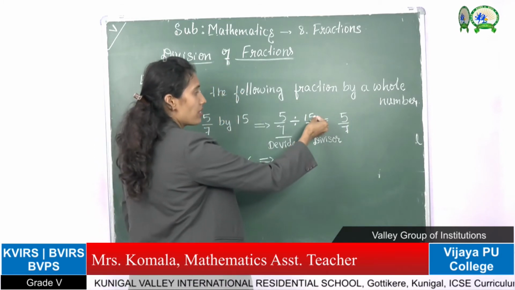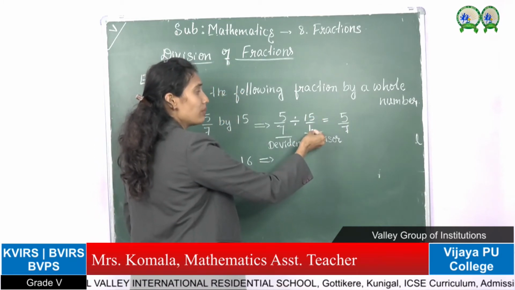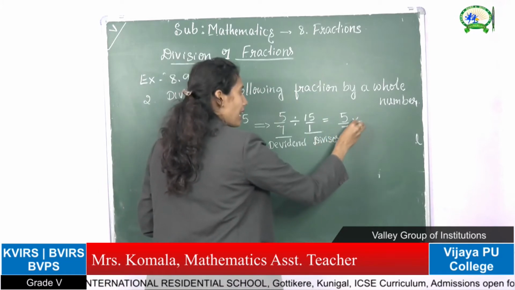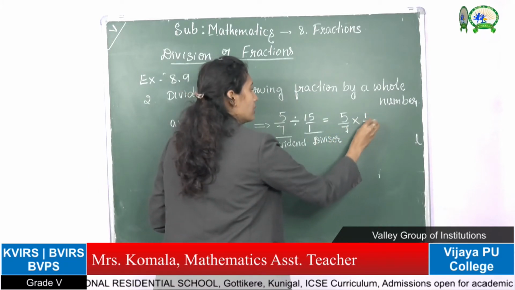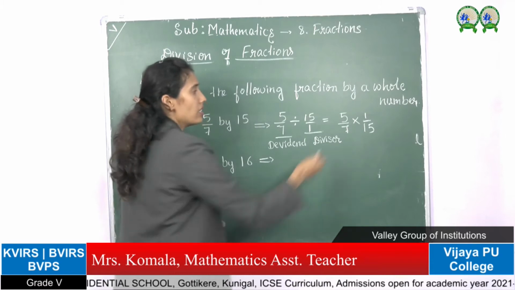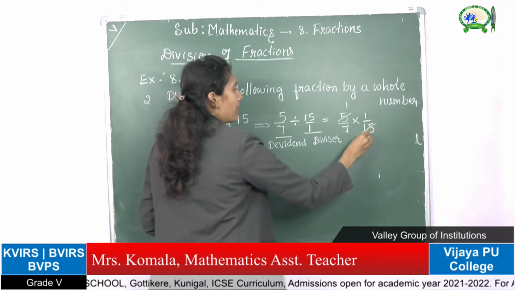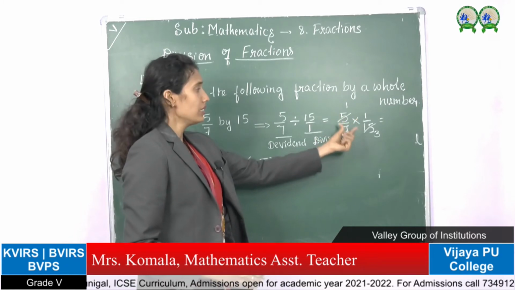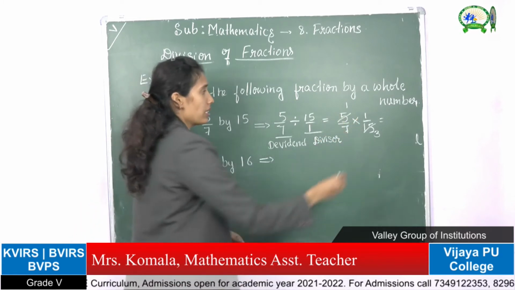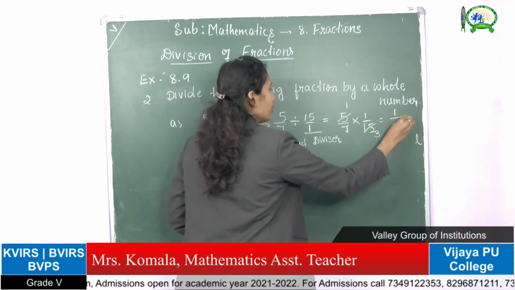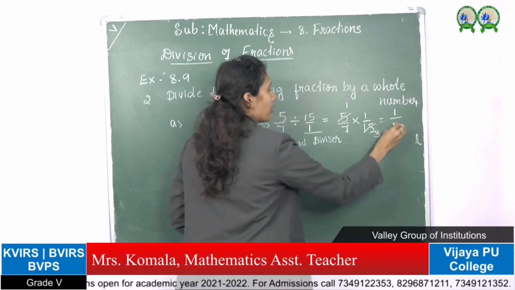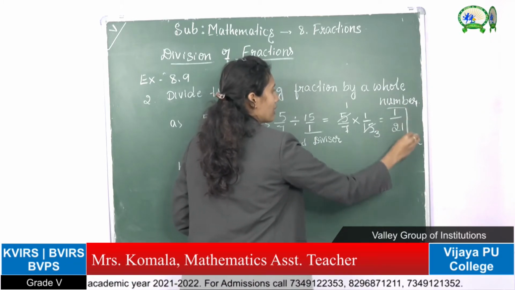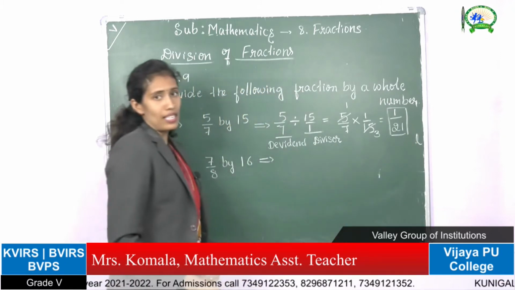What is the reciprocal of the divisor? 15 by 1 becomes 1 by 15 and multiply that one. Now simplify. 5 1s are 5, 5 3s are 15. Now what remains in the numerator and what remains in the denominator? You just write that. 1 and 7 into 3. 7 3s are how much? 21. This is the required answer.